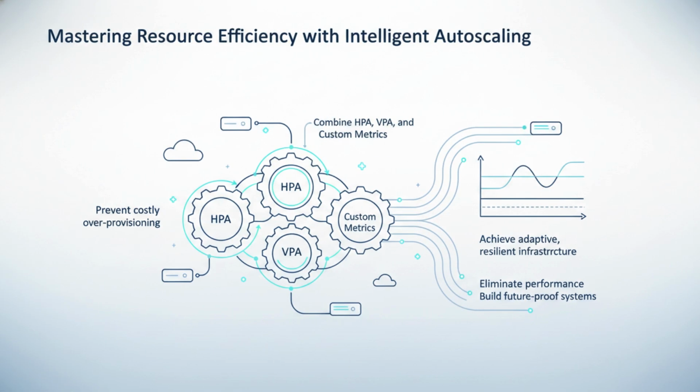In conclusion, mastering resource efficiency in cloud-native environments means moving beyond basic autoscaling. By intelligently combining horizontal pod autoscaler for horizontal scaling, vertical pod autoscaler for vertical resource optimization, and custom metrics for application-aware precision, you can build a truly adaptive and resilient infrastructure. This strategy ensures that your applications always have exactly the right amount of resources, responding dynamically to real-time demand, preventing costly over-provisioning and eliminating performance bottlenecks.